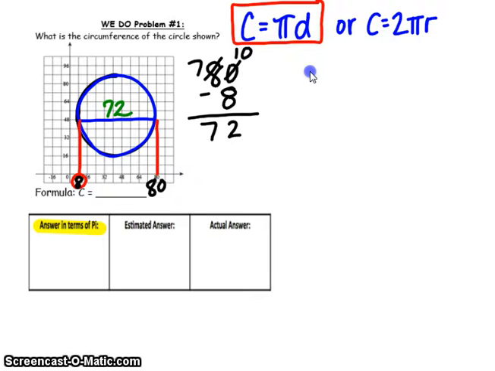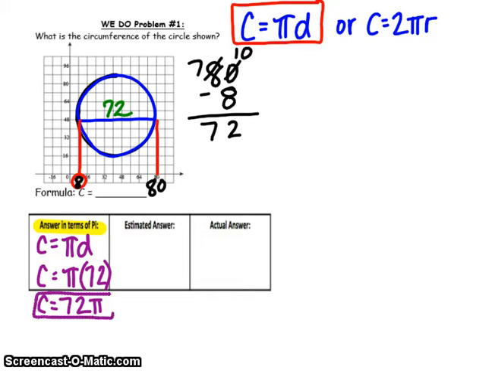Let's go ahead and start writing here. If I'm using this formula, C is equal to pi times diameter, when it says answer in terms of pi, I want to leave that pi just where it is. And I want to put that diameter in there, which is 72. The correct way to write this would be C is equal to 72 times pi, and that would be my final answer. Anytime it says answer in terms of pi, I want to leave the pi symbol in my answer. So I don't want to multiply anything, I just want to leave the pi there.